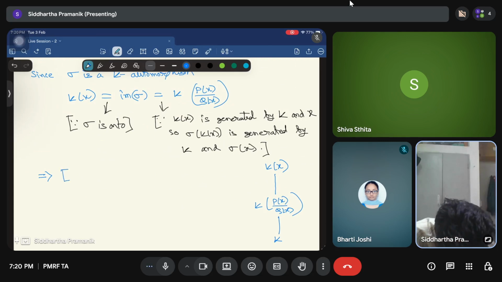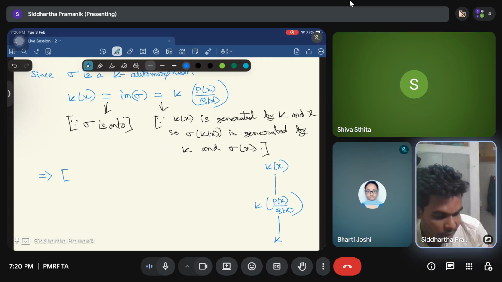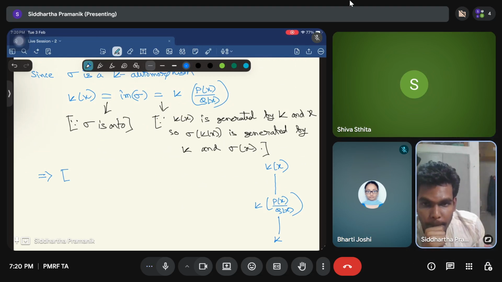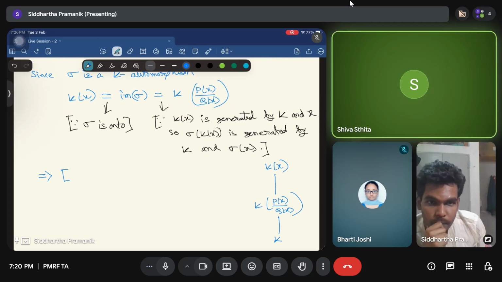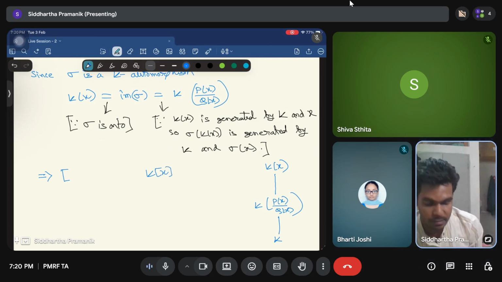So when we say k(x) is generated by k and x, we mean it is the smallest field containing k and x. So x is a variable, right? If you take the polynomial ring, this is the smallest ring containing k and x. But if you want a field, you need to go to the rational function field.